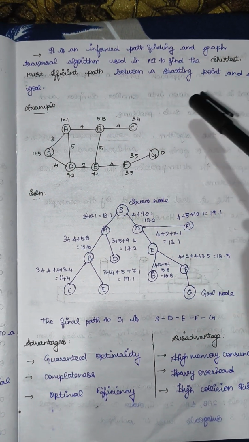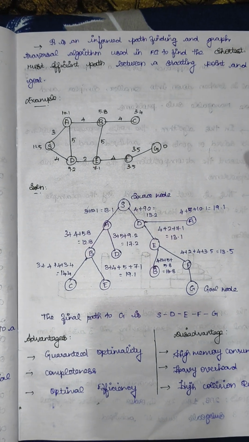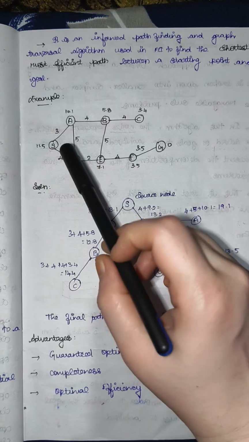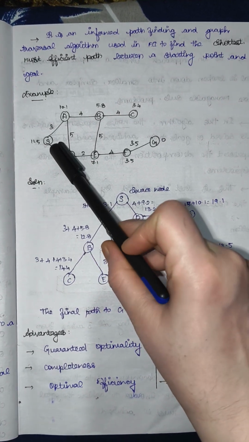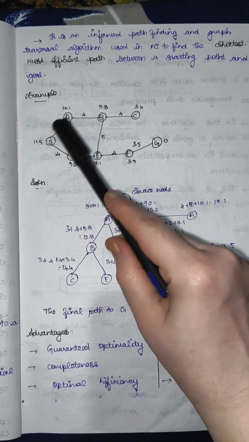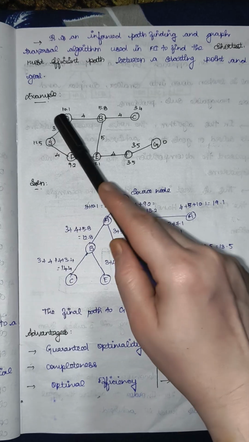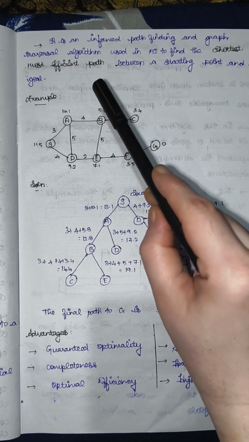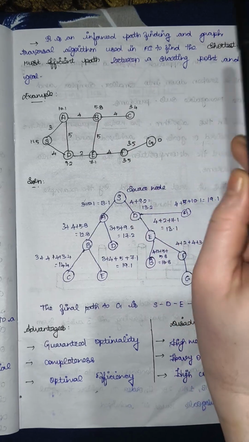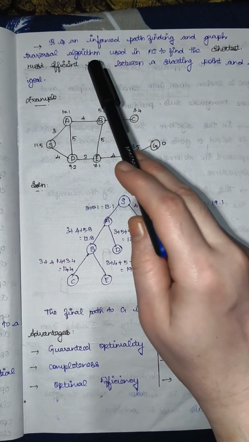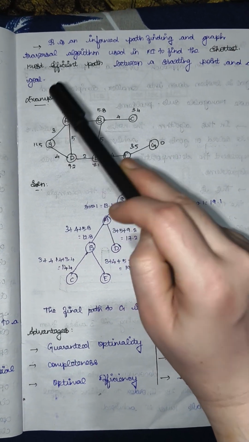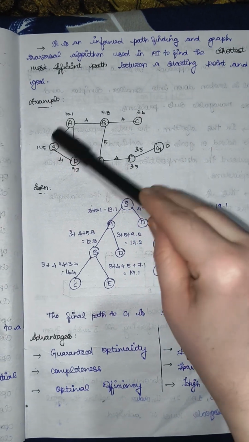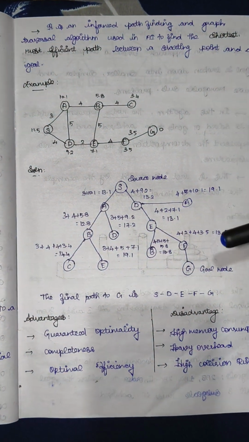In this example, g of n means calculating the cost from the initial state to the node n. If we consider this as the initial state and this as the node n, the cost from this to this is called g of n, and h of n is the cost from node n to a goal state. So this is g of n and this is h of n.